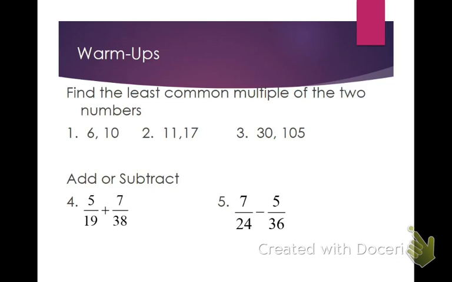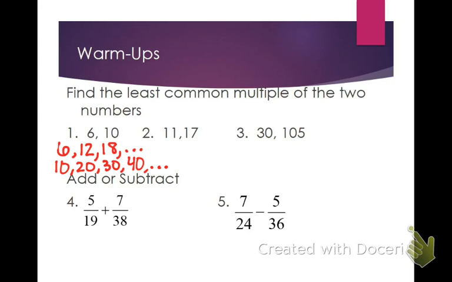On we go. For our warm-ups, we are asked to find the least common multiple of the two numbers. Now that is different from what we're used to finding, which would be a greatest common factor. When they say least common multiple, they mean multiples of these numbers. So multiples of 6 would be 6, 12, 18, and so on. Multiples of 10 would be things like what? 10, good. 10, 20, 30, 40, and so on.